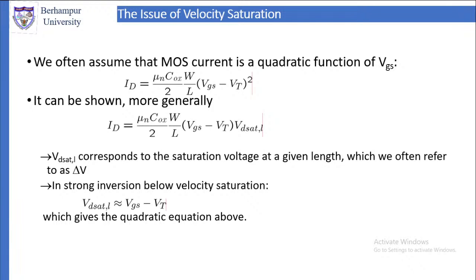When we have strong inversion, below velocity saturation, then VD sat L is approximately equal to VGS minus VT. That is why we are writing this. So this second equation is applicable or is valid only under the case of strong inversion. When inversion is strong below the velocity saturation, then the second equation is valid, otherwise the first equation is valid. Okay.